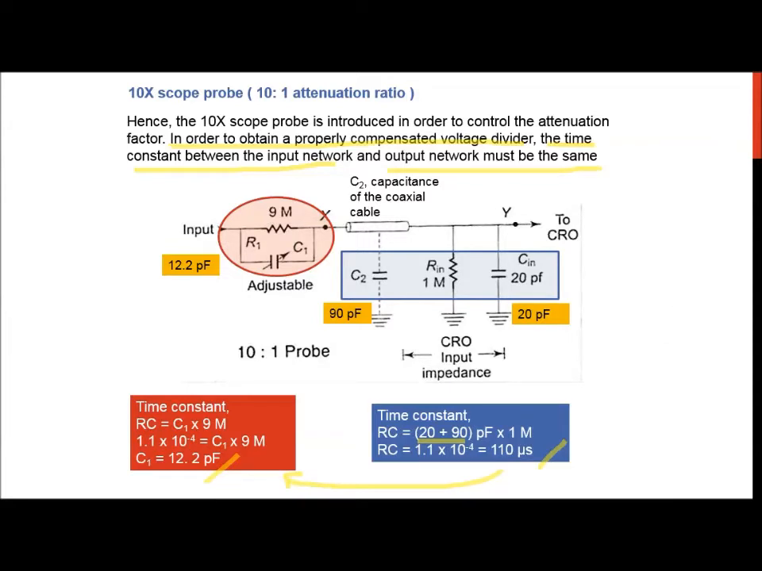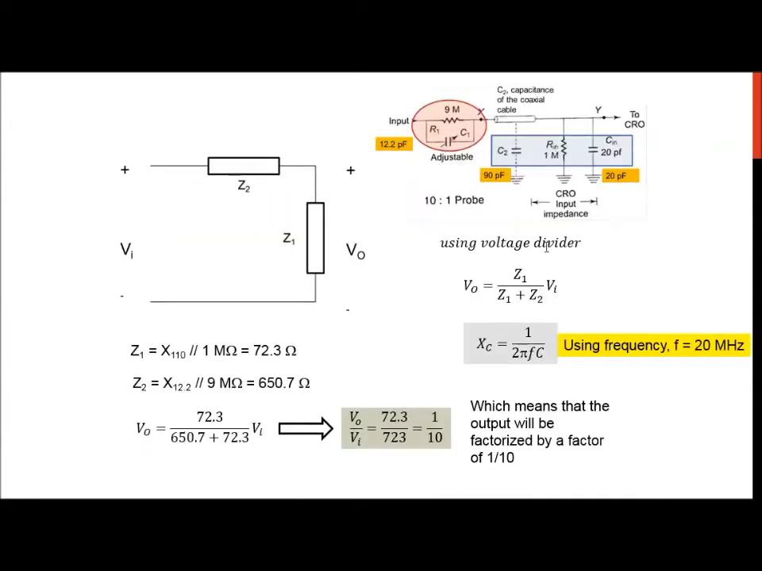Another way to find it is by using voltage divider. Okay, I think I missed this information in your slide, but the frequency used for this calculation is 20 MHz. Okay, so another way to do this is for you to calculate the reactance of the capacitor and then do this voltage divider formula. Okay, so this portion is your Z2 and this blue portion is your Z1. Okay, so V0 is measured across your Z1. Remember, you add this capacitance, so it's 110 picofarad, right?